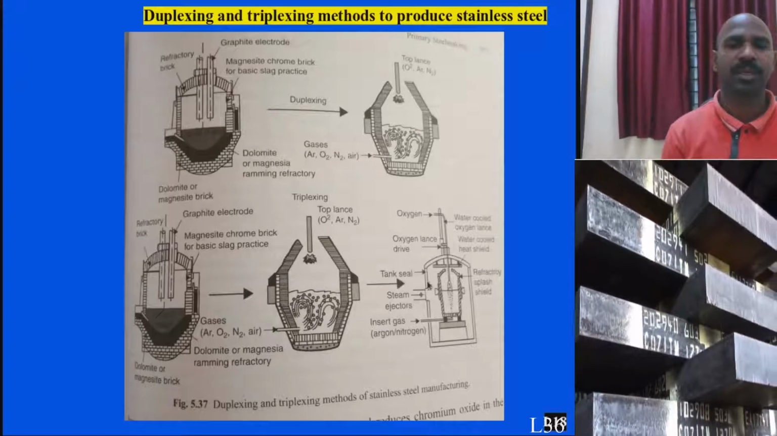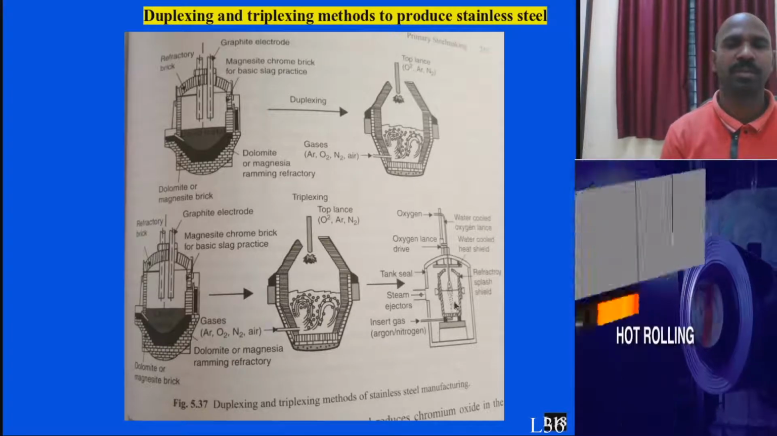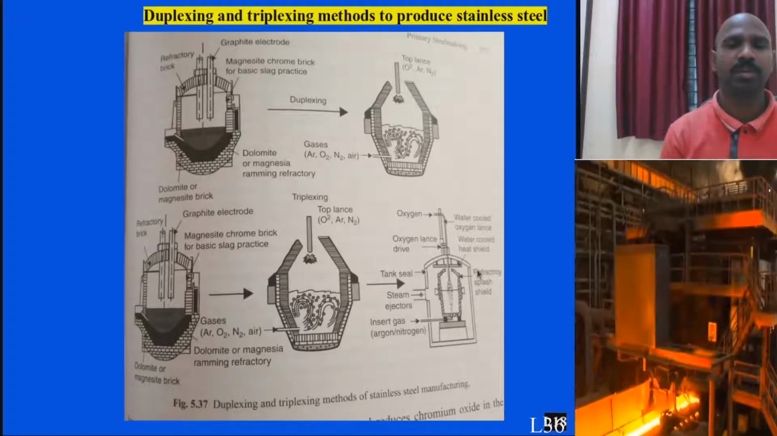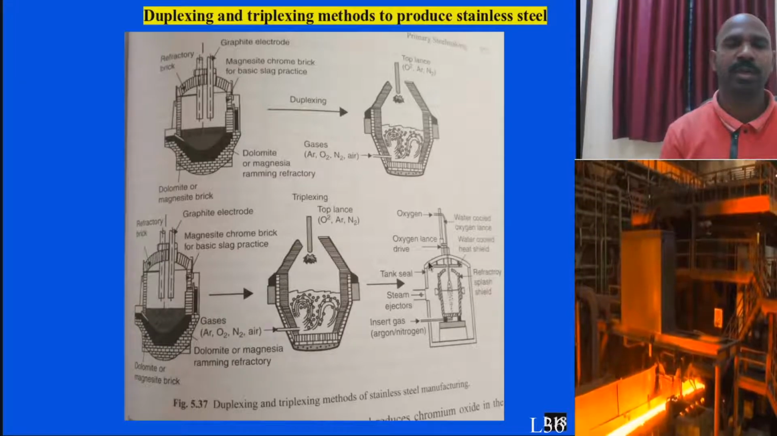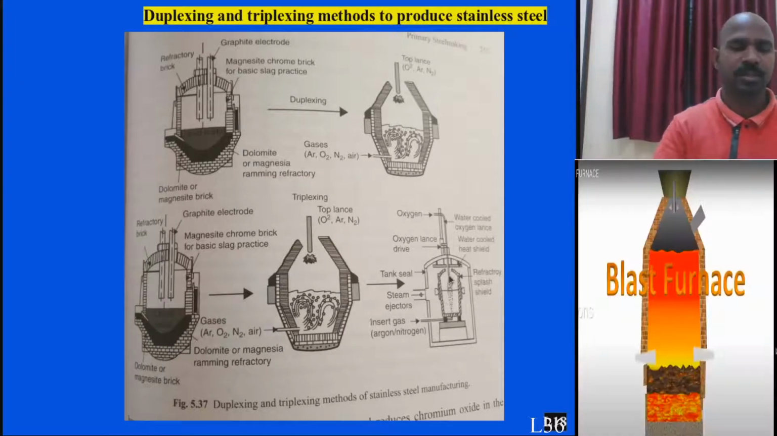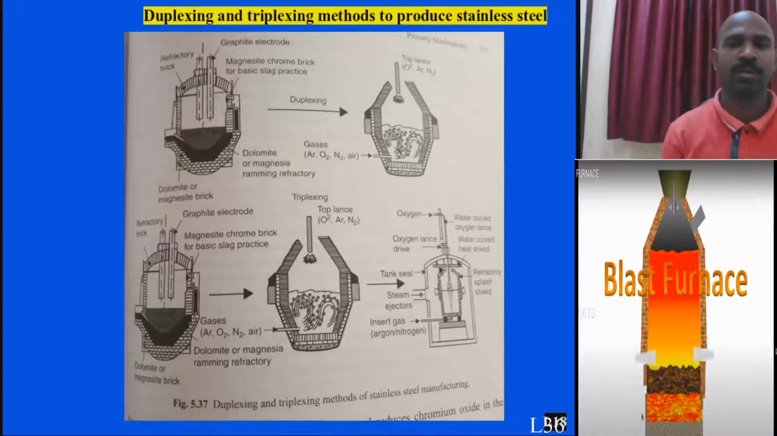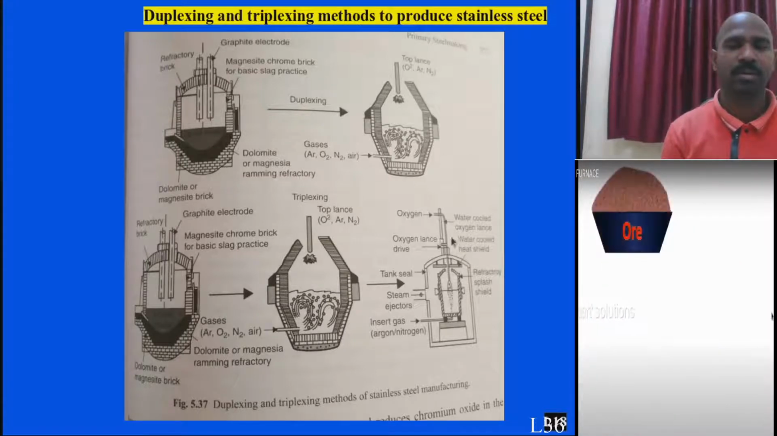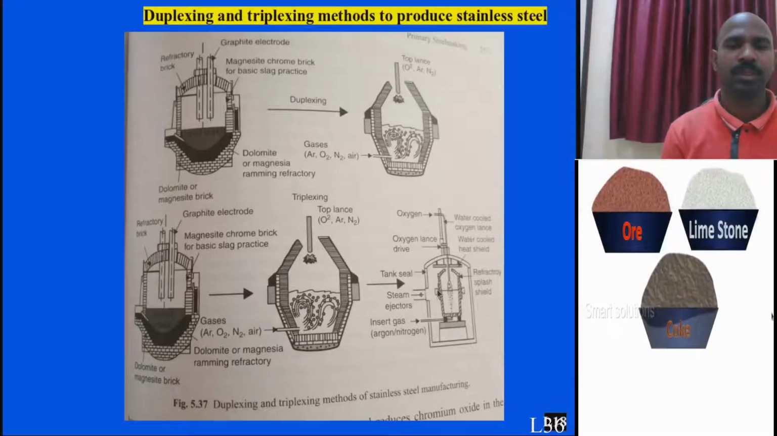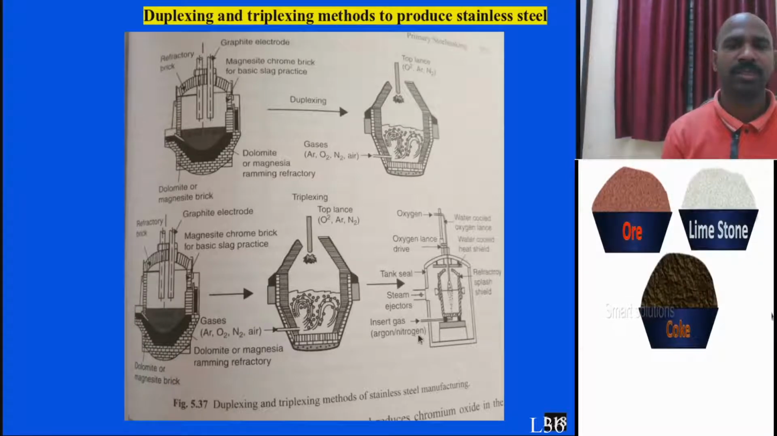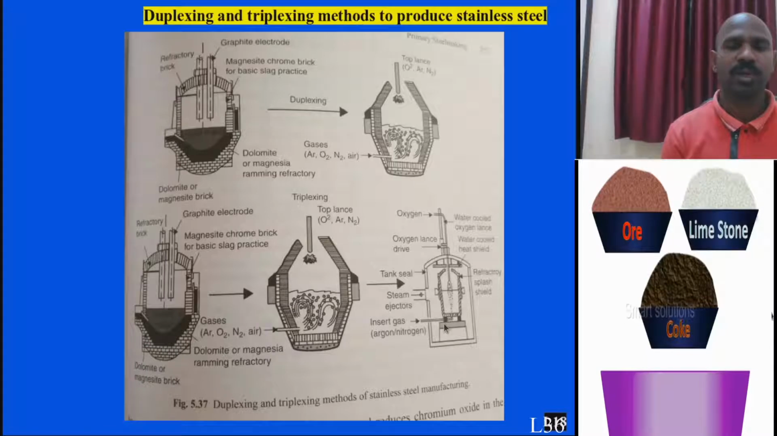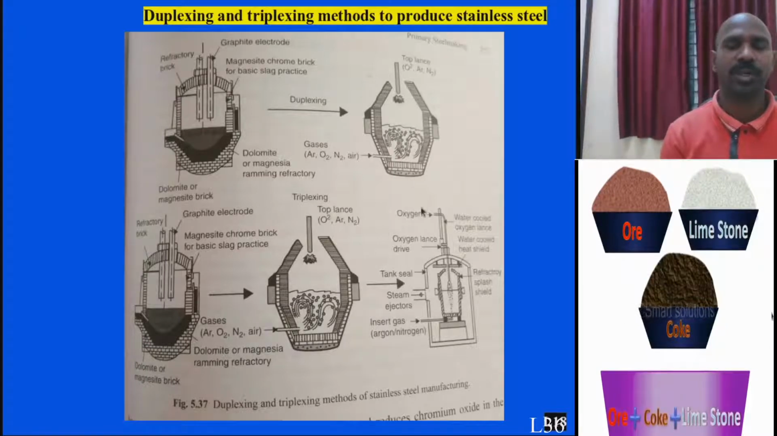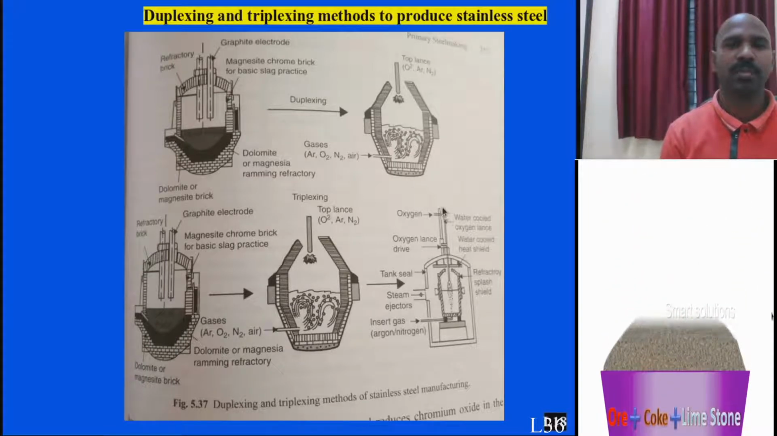It is a tank type degassing method, similar to the RH degassing method. The only difference is that the ladle is kept inside the vacuum tank, and from the top you insert the oxygen lance, and from the side tuyeres you send the argon oxygen mixture, just like the AOD method. It is an extra step included.